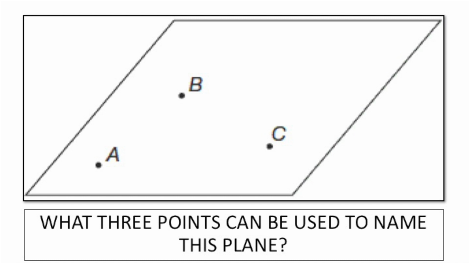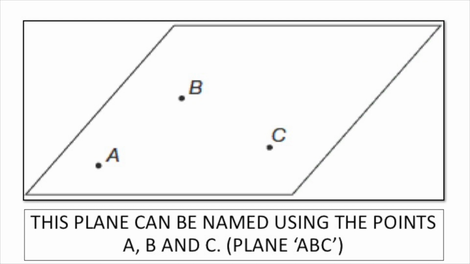A, B, C. You see, there's only 3 points to choose from. And notice how A, B, C are not on the same line. It's not straight. We have to go up from A to B and down from B to C. Because they're not on a straight line, we can use them to name the plane. This plane can be named using the points A, B, and C. So it will be called plane ABC.